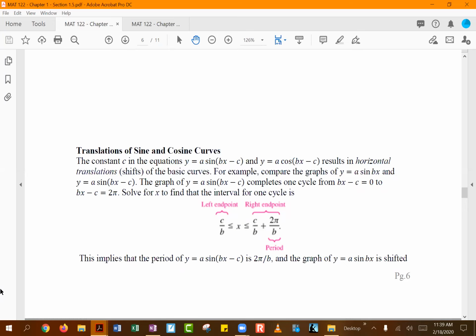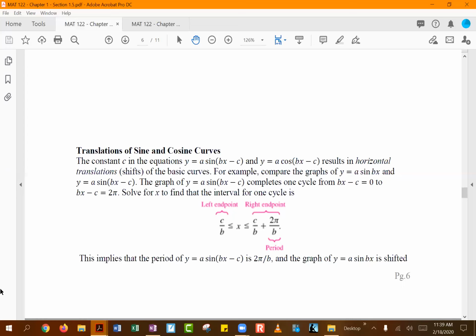So the left endpoint of your interval is actually going to become c over b, which comes from this first equation, bx minus c equals 0. You're basically solving it for x. And then your right endpoint comes from this equation, bx minus c equals 2 pi, where again you're solving this for x. So once you solve these for x, your x values are going to be between these two values.